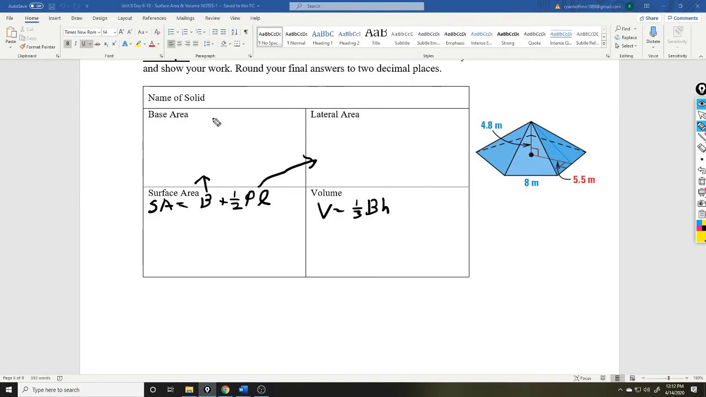Base area. First we need to figure out what the base is, and that'll help us name this solid. We name pyramids just like we name prisms. We name it after its base. So this is a pyramid that has a base that is a, well, how many sides does it have? It has 1, 2, 3, 4, 5 sides. If it has 5 sides, that will be a pentagon. So this is a pentagonal pyramid.